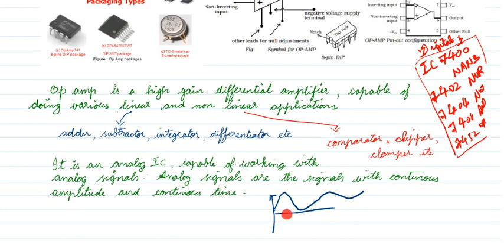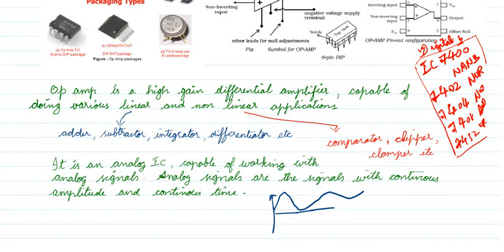All real world signals are analog signals. Light intensity, the air breeze coming from the fan, the atmospheric temperature, the atmospheric pressure, all are analog values. To work with such analog signals, we need an analog IC. One of the important ICs is your op-amp, or operational amplifier.